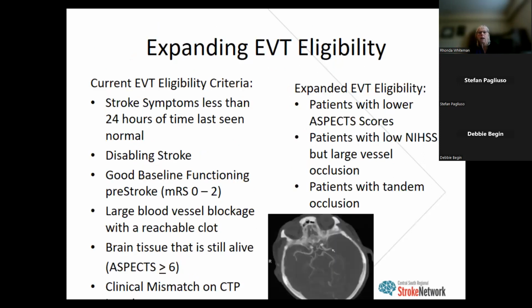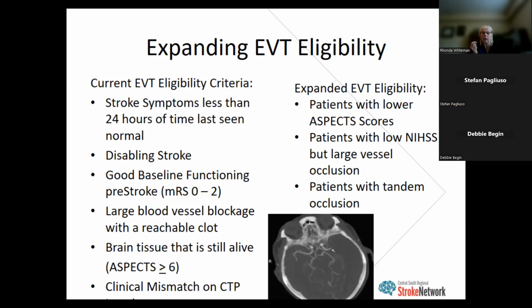Lastly, again, you may see there's lots of evidence, because of how powerful the value of endovascular therapy is for our most severe strokes, looking at expanding the eligibility, looking at patients who have lower ASPECTS, or that their brain image, their CT scan, is showing that there's more infarction in the brain, looking at patients who may have low symptoms or more mild symptoms, but have a large vessel occlusion.